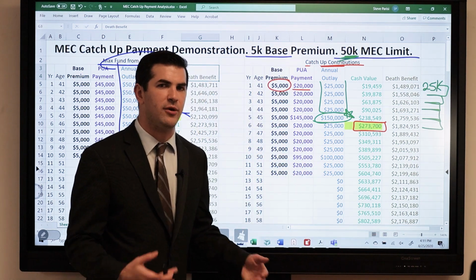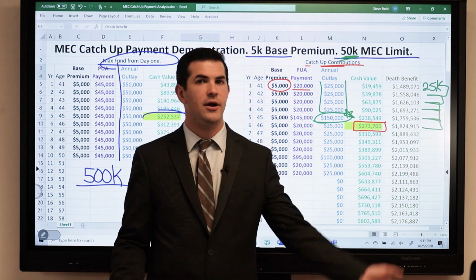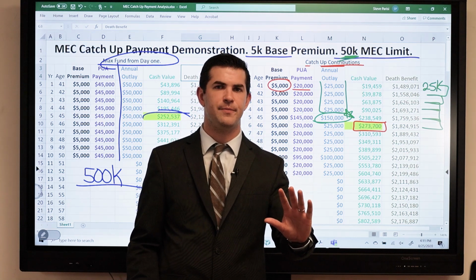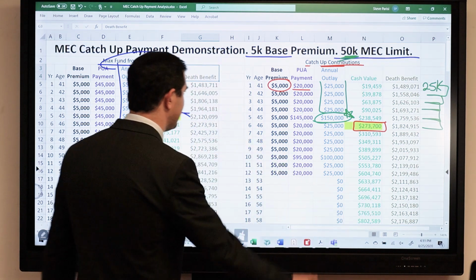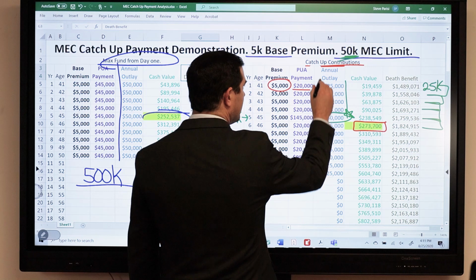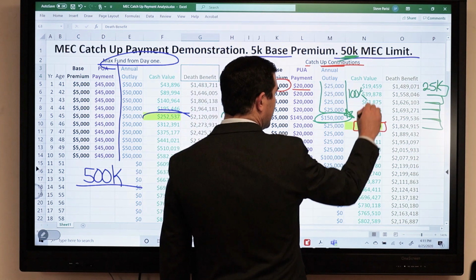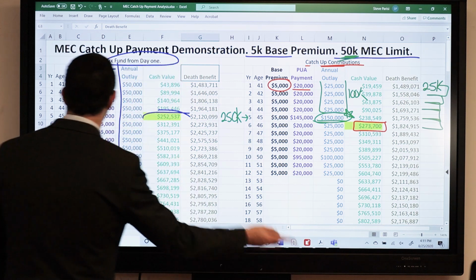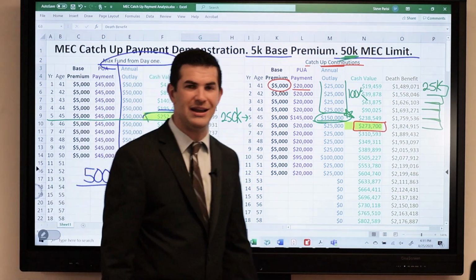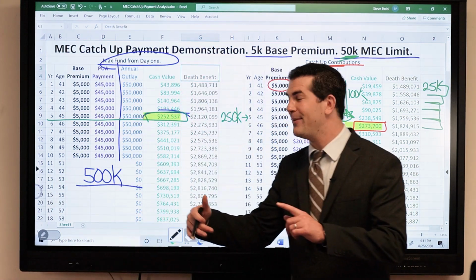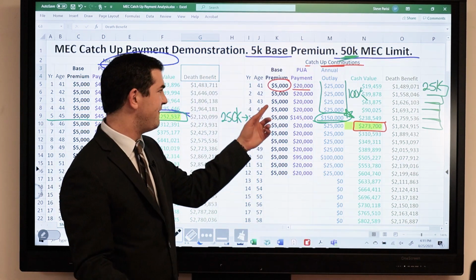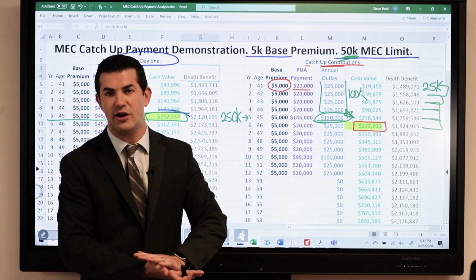Here's another way to kind of break it down. I have a MEC limit of 50K per year. By year 5, what's the total amount I can get into the policy? 50,000 times 5 years is $250,000. How much have I gotten into the policy in this example? 100 over the first 4 years, and then 150 in year 5, 250. Over in this example, by year 5, how much have I gotten into the policy? 250. Exact same dollar amount in, only difference is in this example, I max funded it each year, whereas this guy, I 50% funded it and then made a large lump sum catch-up payment.